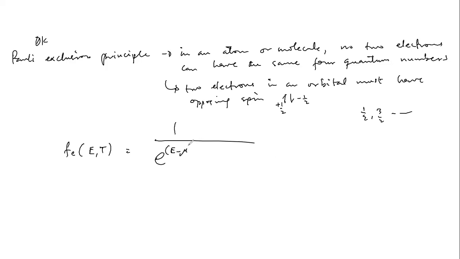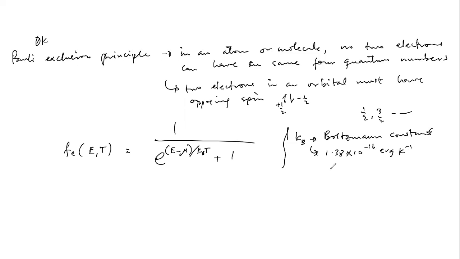f(E) equals 1 over e to the power of (E minus mu), where mu is the chemical potential, divided by the thermal energy, Boltzmann constant times the temperature, plus 1. So here we have k sub B as the Boltzmann constant, and it is given as 1.38 times 10 to the power minus 23 joules per Kelvin. Now, k_B T is the thermal energy, okay? While mu, in this case, is the chemical potential.